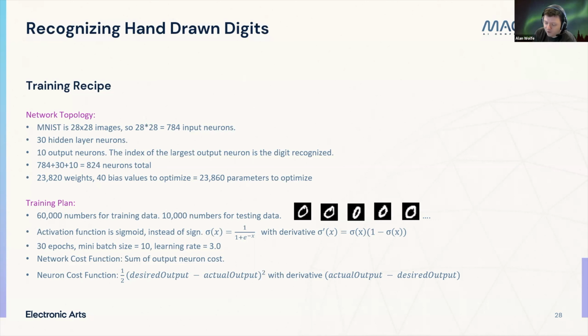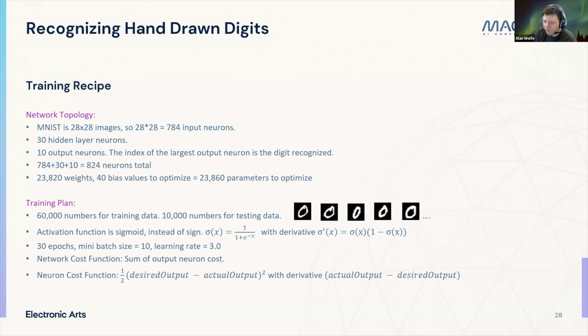When we're doing training, we're going to do 30 epochs. So we're going to go through those 60,000 numbers 30 times. We're going to shuffle the order of the numbers each epoch. And we're going to have a mini batch size of 10, which means when we're running through those 60,000 training items, every 10 items, we're going to get the average gradient of the cost function, and then we're going to adjust our weights and biases. We're going to use a training learning rate of 3.0, which means we're going to multiply our gradient by 3 before subtracting it from the weights and biases.